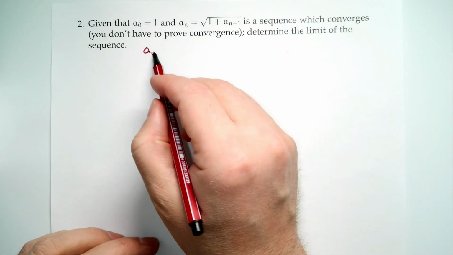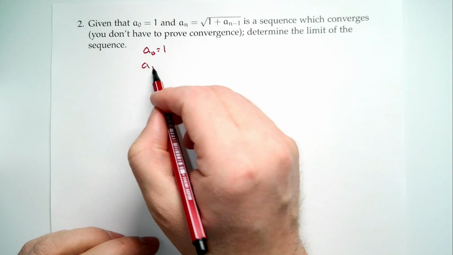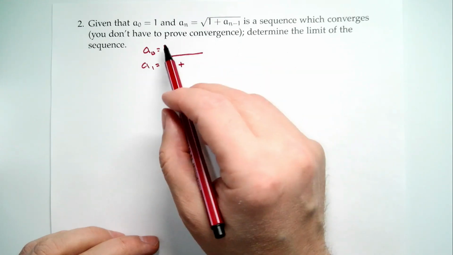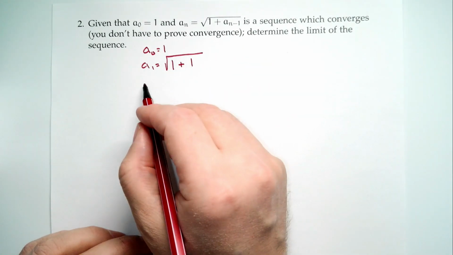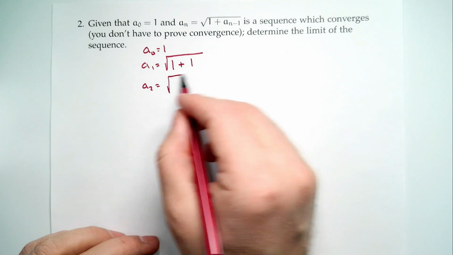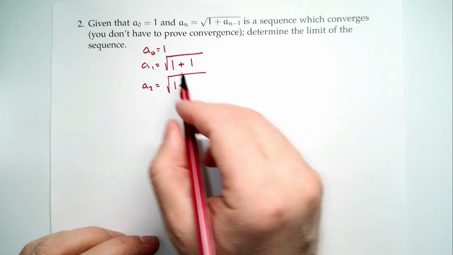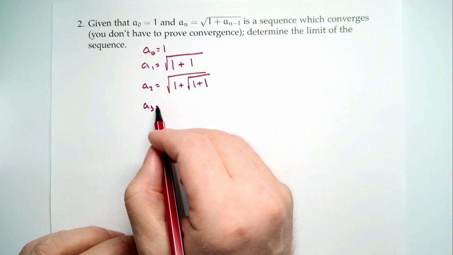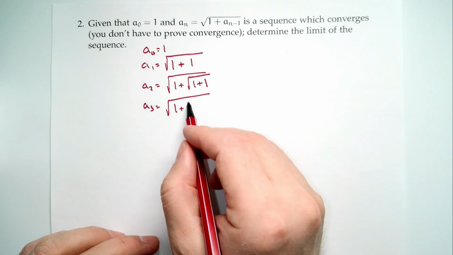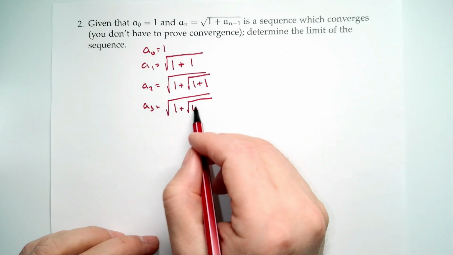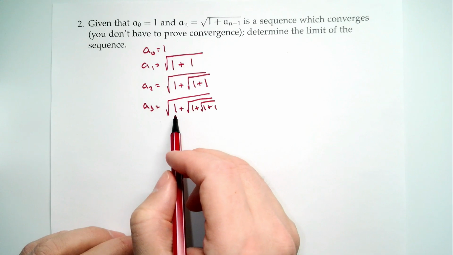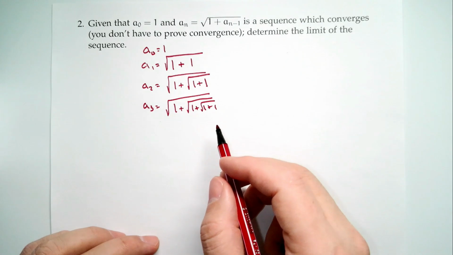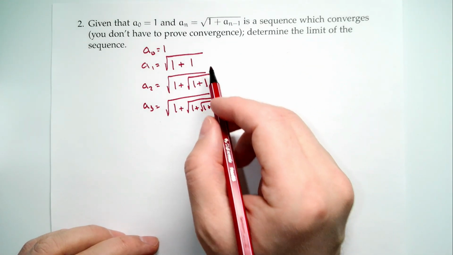So, for example, a0 is 1. a1, that's the square root of 1 plus a0, right? 1 plus 1. What's a2? That's the square root of 1 plus the previous term, square root of 1 plus 1. How about a3? That's the square root of 1 plus the square root of 1 plus the square root of 1 plus 1, right? Square root of 1 plus the previous number. And I'm not sure what these numbers are doing. I mean, this one, that's not so bad. That's square root of 2.